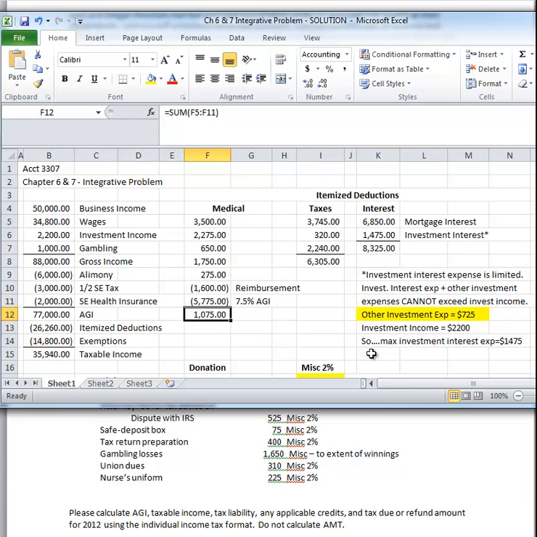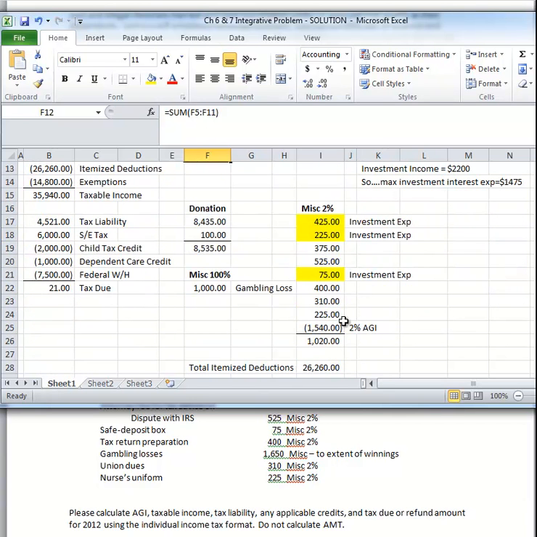So kind of keeping with that thought, let me bounce down here to miscellaneous 2%. Everything I labeled as miscellaneous 2% is down here in this category. There were 3 items that we labeled as miscellaneous 2% that are investment expenses. We had investment advice, we had journals, and we had the safe deposit box. If I add these 3 numbers up, this gives me $725 of investment expenses. This is $725 in deductions. So I'm already deducting $725 of investment expenses.